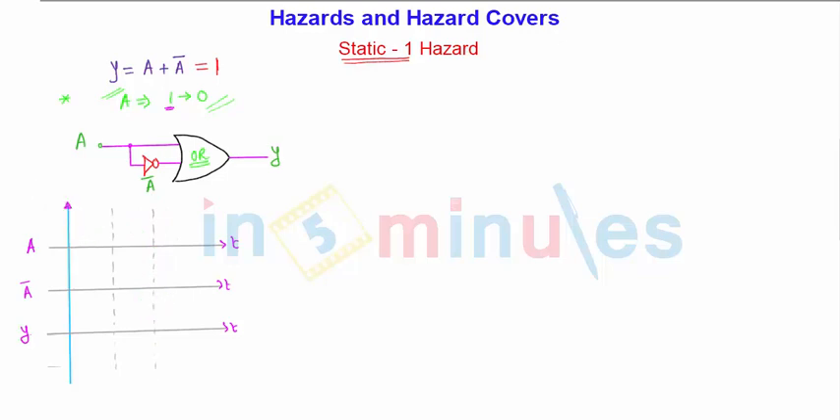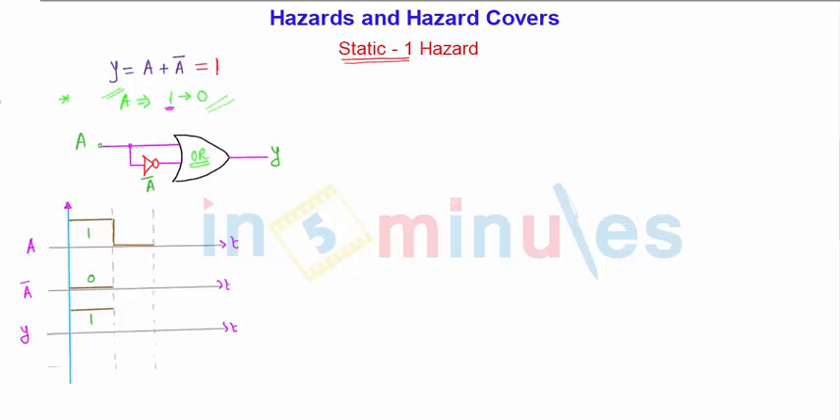Initially A was 1, so definitely A bar is going to be 0 and Y is going to be 1, because 1 plus 0 is 1. Now A makes a transition from 1 to 0. If A suddenly changes from 1 to 0, there is a propagation delay in the NOT gate to produce A bar from A. So it will take time for A bar to be produced as 1.